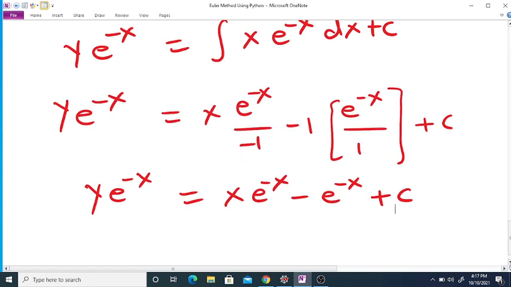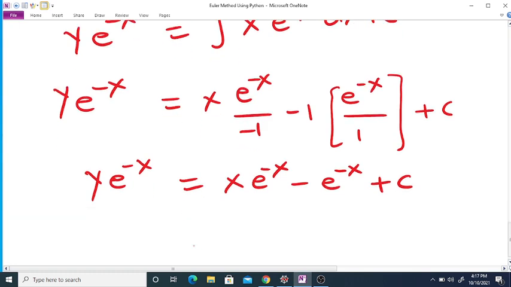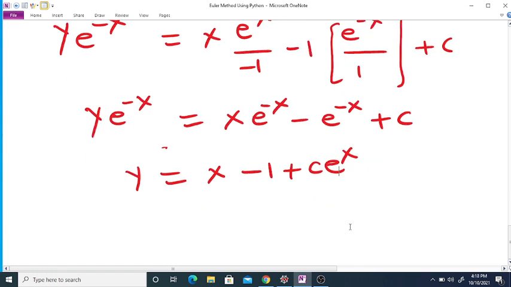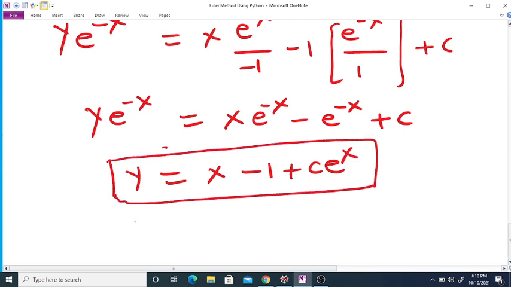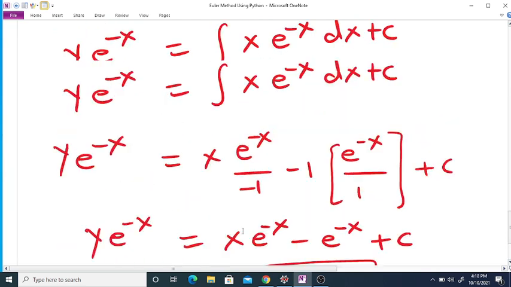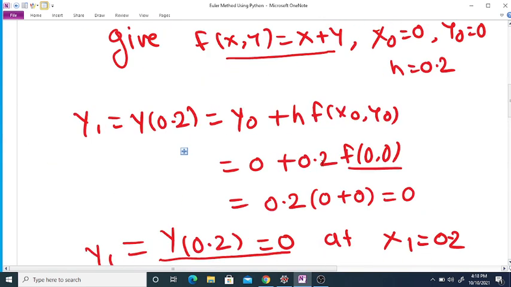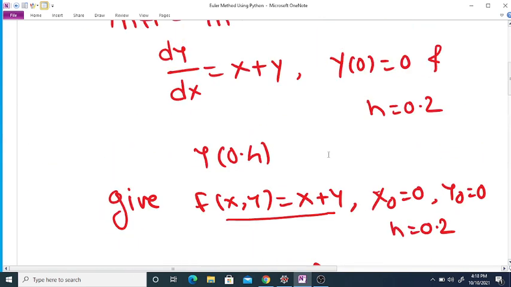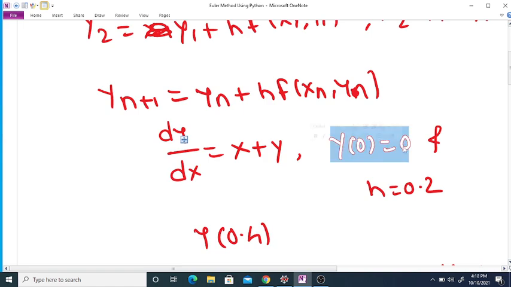Here, if you divide this equation by e raised to minus x, then y is equal to x minus 1 plus c divided by e raised to minus x, which is e raised to x. So this is the exact solution of the given differential equation. The value of c can be obtained by using the initial condition. What is the initial condition given? The initial condition given is y0 is equal to 0.